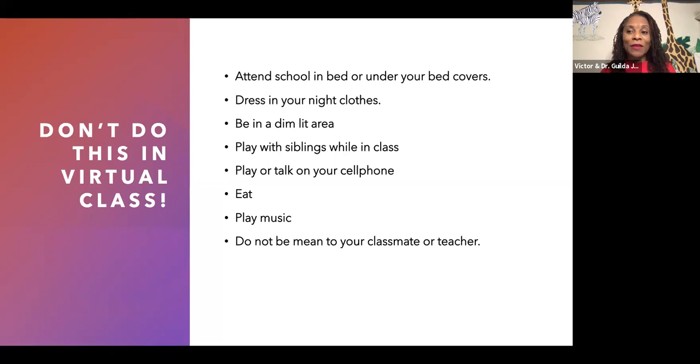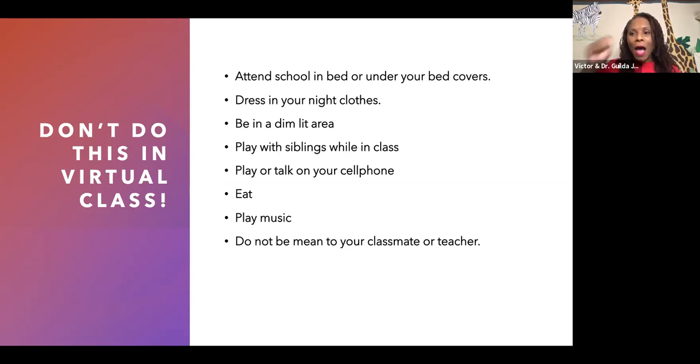Should this be a time for you to play with your siblings while your teacher is trying to teach you? No, it isn't. So remember, this is not playtime. Or talking on the cell phone, playing games, looking down, and doing something else instead of being actively involved in your class work. This is not the time for you to be on your cell phone.